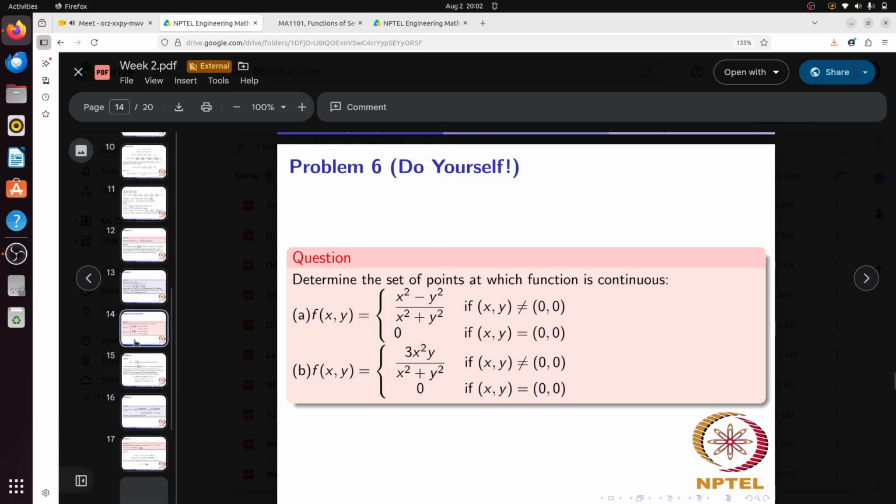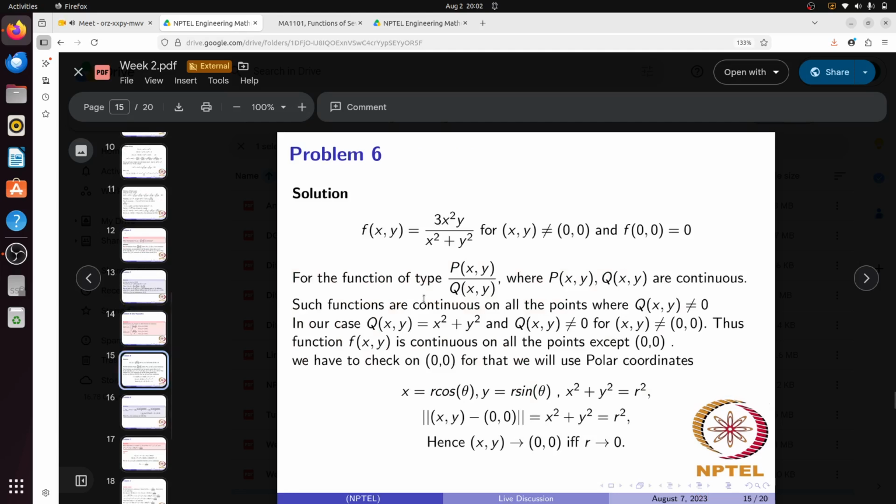Okay, next move to the next problem. So problem 6 solution: f(x, y) equal to 3x square y by (x square plus y square) for (x, y) not equal to (0, 0) and f(0, 0) equals 0. For a function of type f(x, y) equals p(x, y) by q(x, y), where p(x, y) and q(x, y) are continuous, such functions are continuous at all the points where q(x, y) is not equal to 0. In our case, q(x, y) equals x square plus y square, and q(x, y) is not equal to 0 when (x, y) is not equal to (0, 0). Thus function f(x, y) is continuous at all the points except (0, 0).